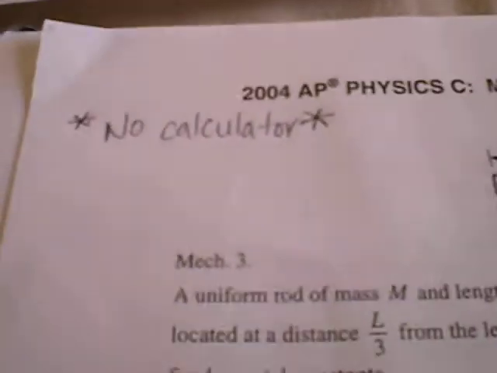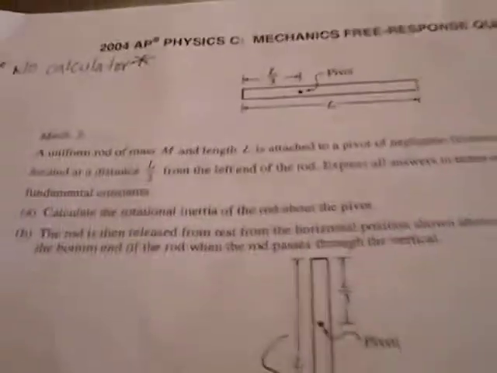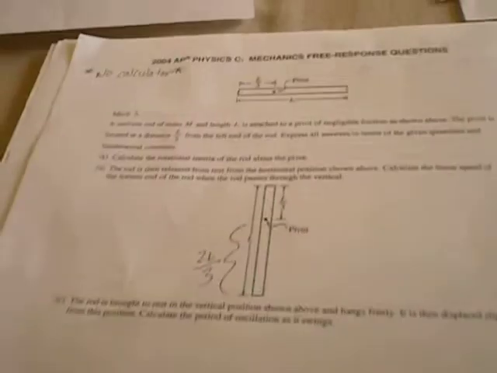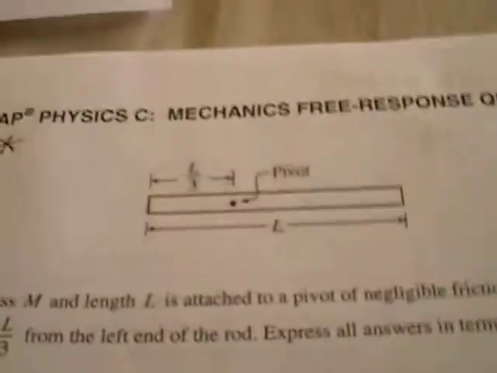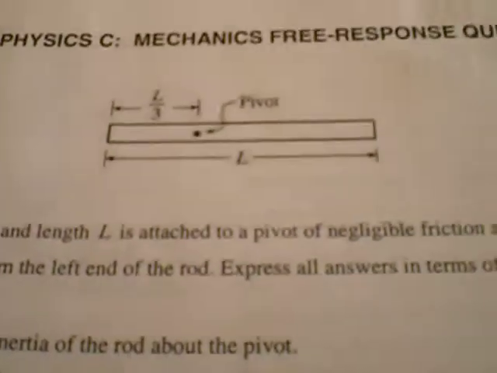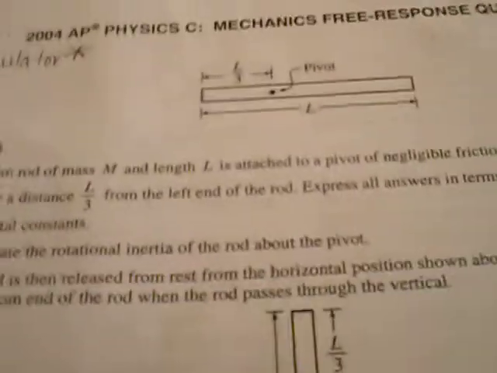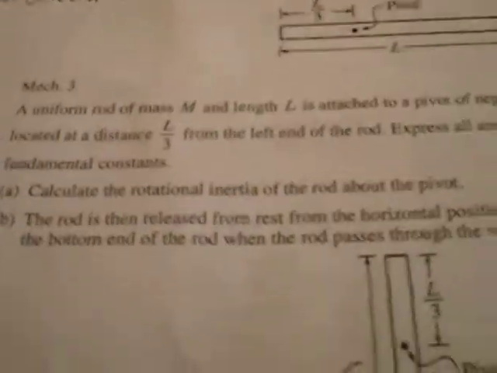Question 3 is not a calculator problem, which means that all our answers for this problem will be derived expressions. The question involves a rod in which the pivot is not at the center of mass. The first part of the problem asks to calculate the rotational inertia of the rod about the pivot.